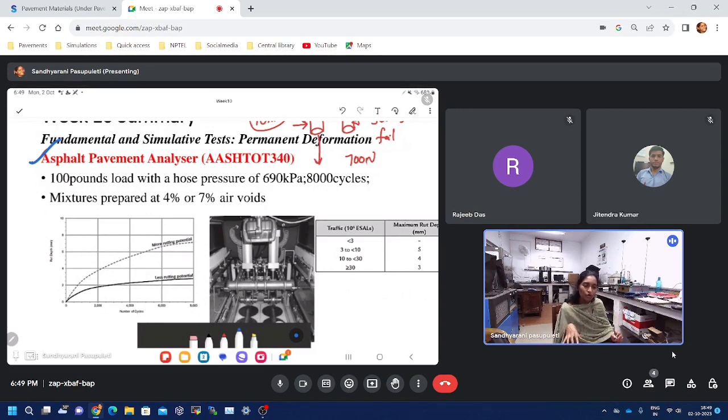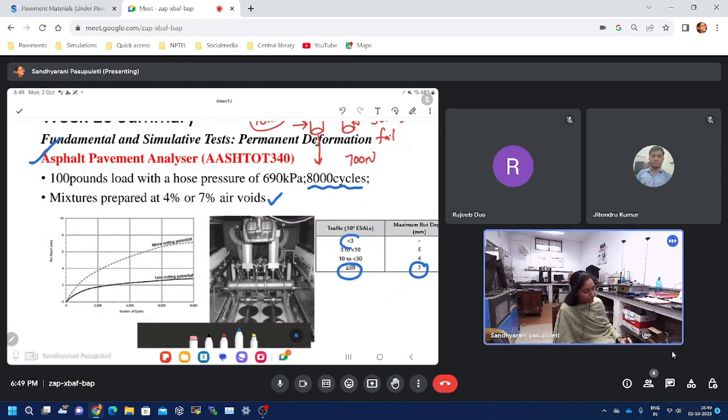We will have the wheel load. That wheel load will be moving front and back on the asphalt surface. So the criteria would be the difference in all the cases. Let us say in one of the experiments, the asphalt pavement analyzer, the criteria is 8,000 cycles. We have to run the wheel load for 8,000 cycles, and we have to prepare the specimens with either 4% or 7% air voids. If we want to design the pavement for greater than 30 million standard axles, then you should not have a rut depth of more than 3 mm. We have to limit the rut depth to 3.